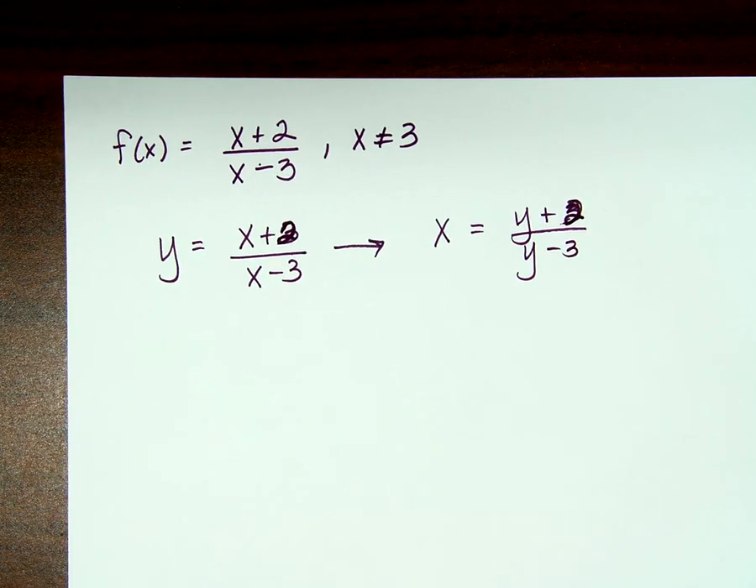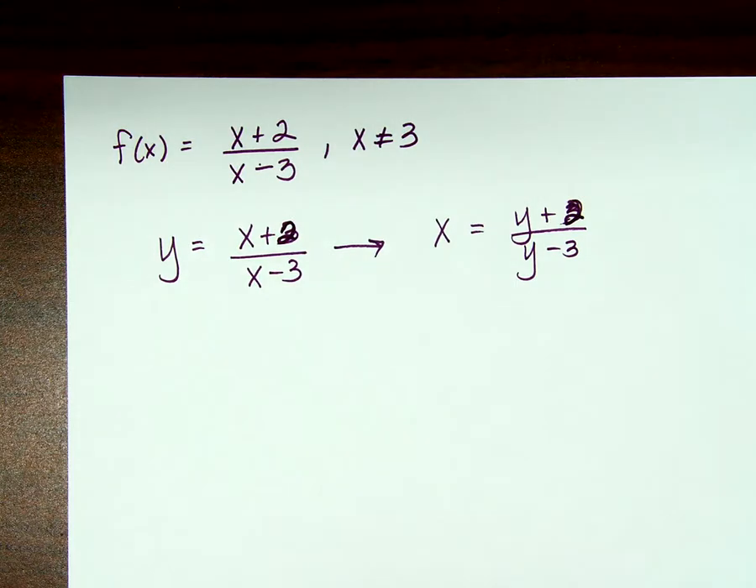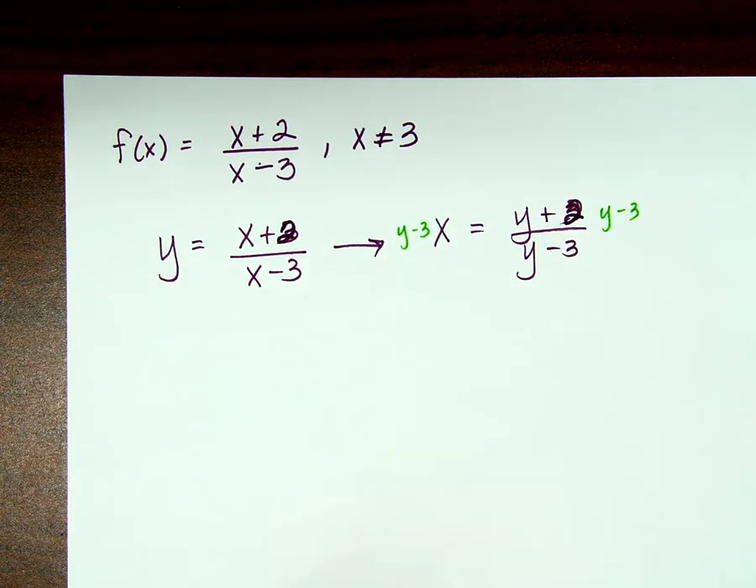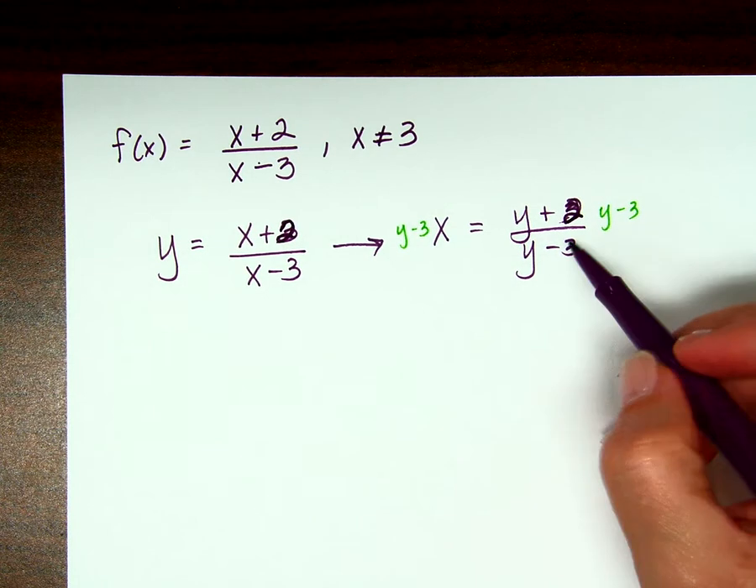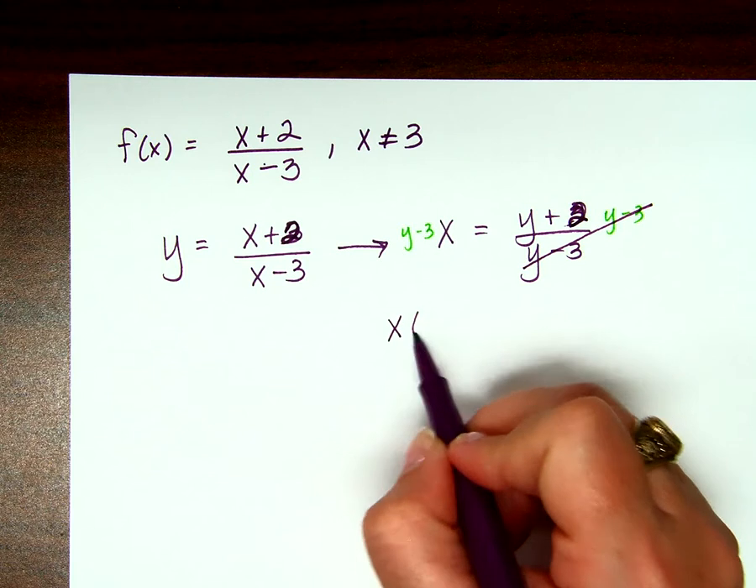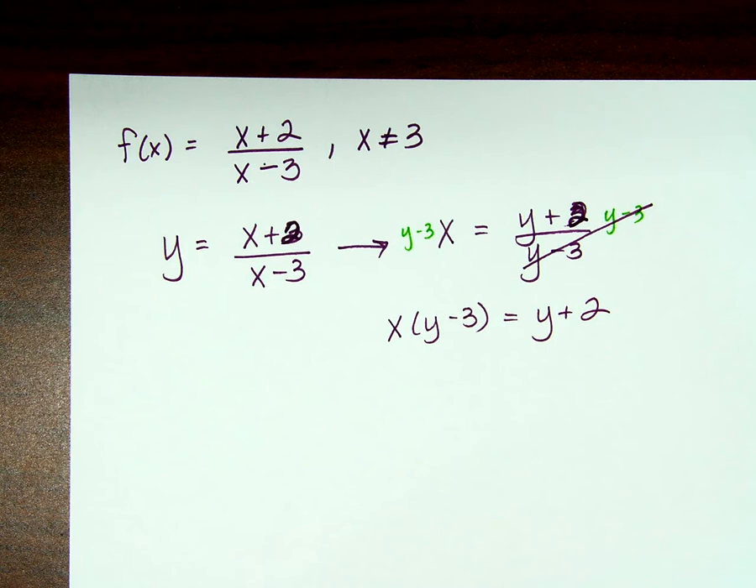So how am I going to go about this? Multiply by y minus 3. That's a very good start. y minus 3 here, y minus 3 here. So on this side of the equation, the y minus 3 simplify, don't they? Okay, so I get x times (y minus 3) equals y plus 2. Now, what's our goal again? Isolate the y, right? We've got to get the y by itself.